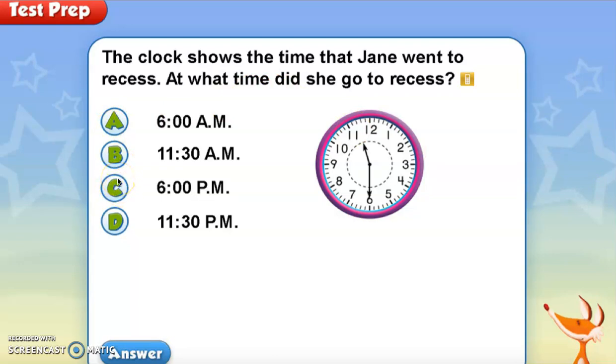So would it be 11:30 a.m. or 11:30 p.m.? Well, so she might go to recess before lunch, right? And remember, 11:30 p.m. is like late at night, like right before midnight, 30 minutes before midnight. So she wouldn't be going to recess 30 minutes before midnight. She could go to recess 30 minutes before 12 o'clock noon, which could be her lunchtime, okay? So 11:30 a.m. would be the best choice. So we're going to circle that one.